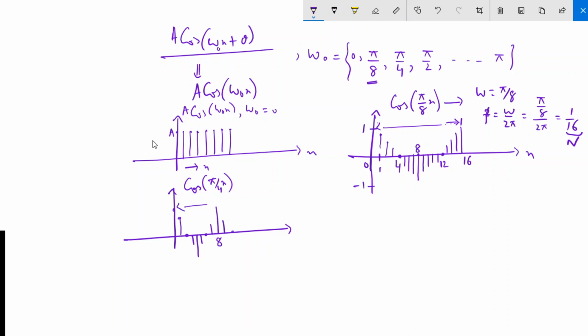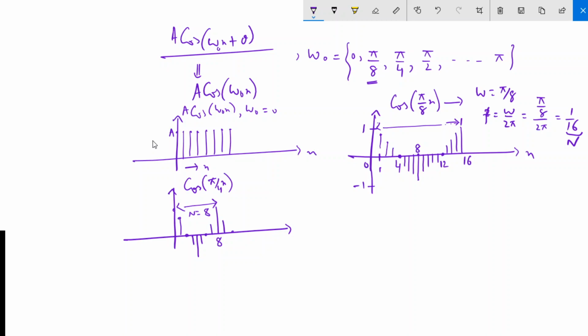So after 8 samples, this signal will start repeating itself. Okay, so you have higher frequency now, means you have more oscillations now. This is a low frequency, this is a more high frequency.